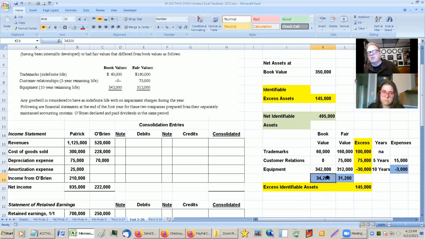They're depreciating this much. We're saying you should only depreciate 31,200. So we're going to take off 3,000 of depreciation. And again, this is a weird one, though it would not be unusual.